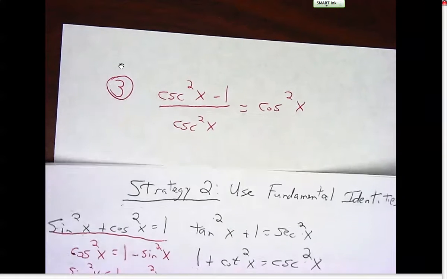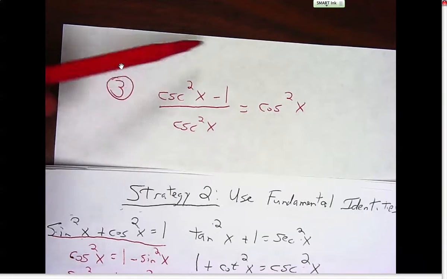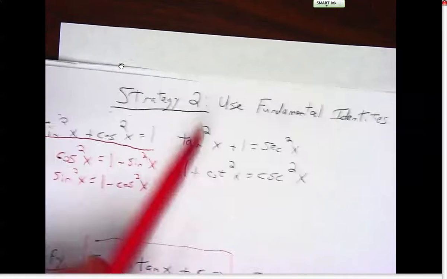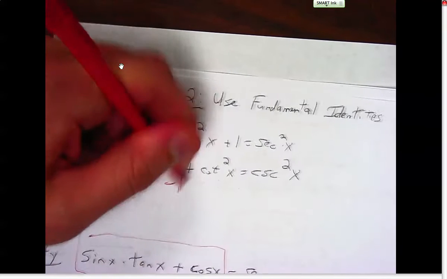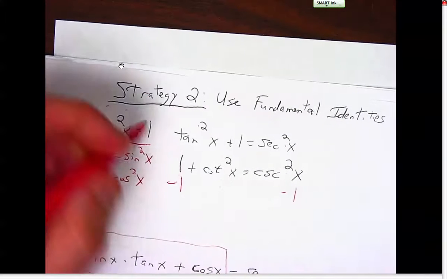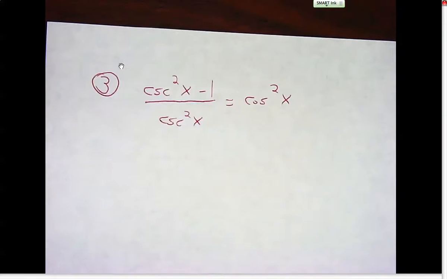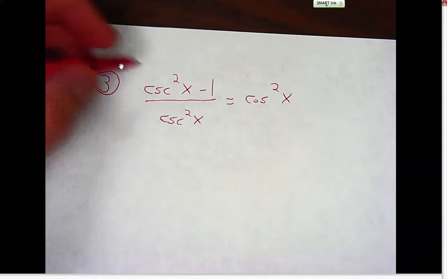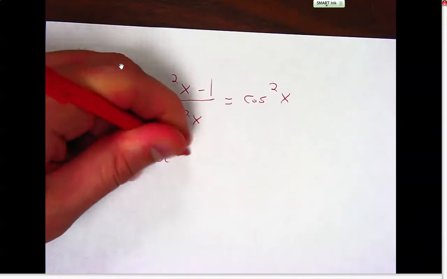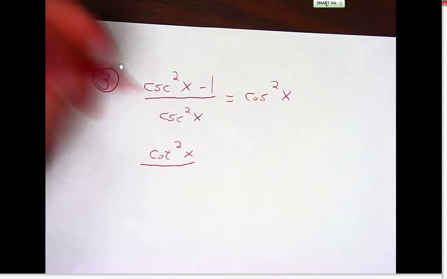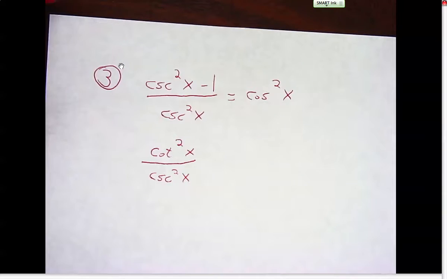So this is one where there are probably a few different ways you could approach it. When I see that cosecant squared of x minus 1, it makes me think of one of my Pythagorean identities, and if I subtract 1 from both sides here, I see that cosecant squared minus 1 is equal to cotangent squared. So I think that's probably the way I would start, just to get that top a little bit simpler. It is going to be equal to cotangent squared of x, and then that's over cosecant squared of x.